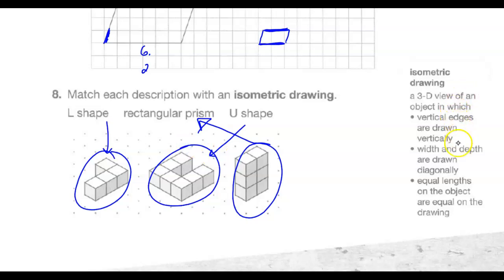Here is just a little bit more on isometric drawings, because we're going to look at that in 7.1. It's a 3-dimensional view of an object in which vertical edges are drawn vertically, width and depth are drawn diagonally, and equal lengths on the object are equal on the drawing. So this is 1 unit here, basically. Even though it's diagonal, that's been measured out to be 1 unit. Okay, so now you can go on to section 7.